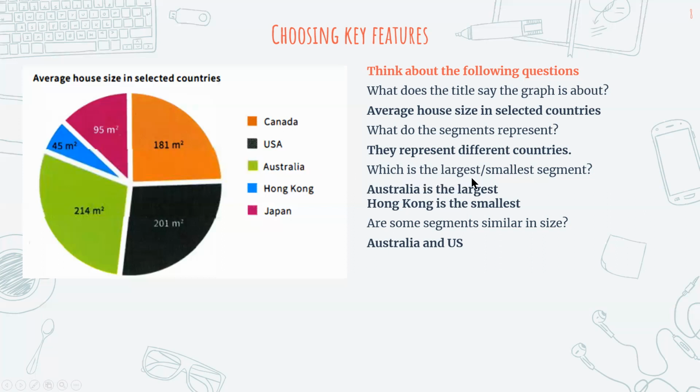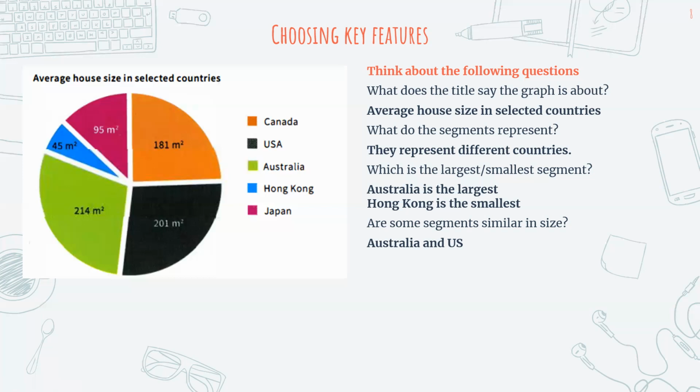Which is the largest and smallest segment? Of course, Australia is the largest. The average house size in Australia is 314 square meters, and the smallest is Hong Kong, with this very tiny segment. Are some segments similar in size? Australia and the US, 214 and 201. Okay, so now I have something to write about.